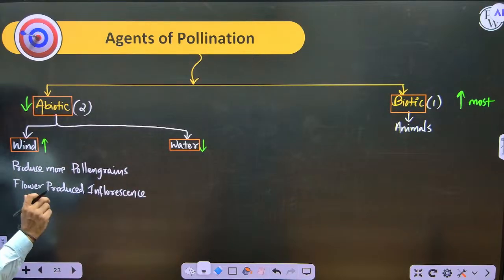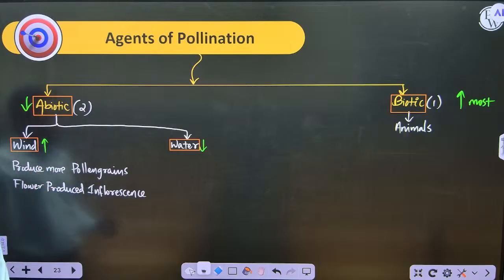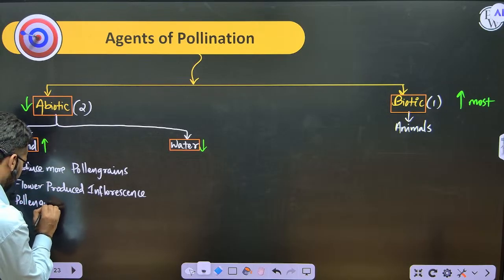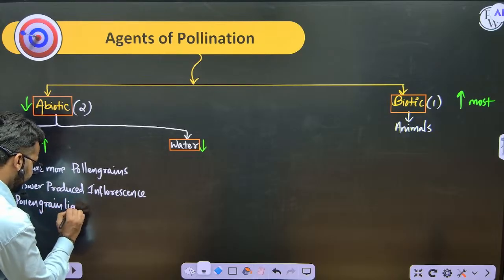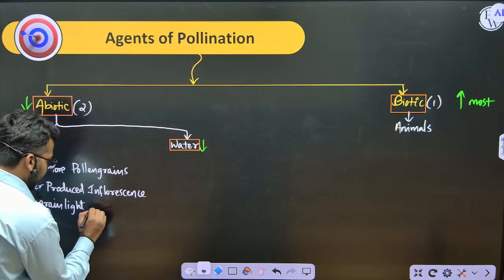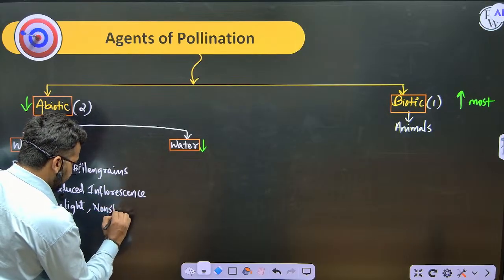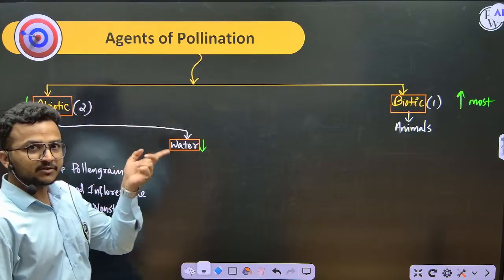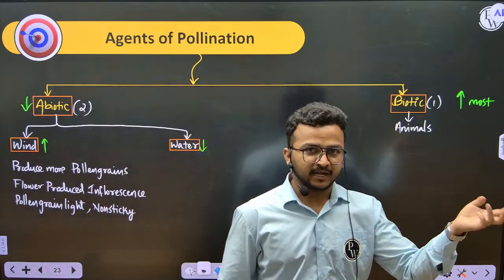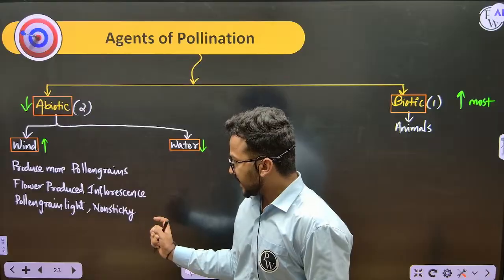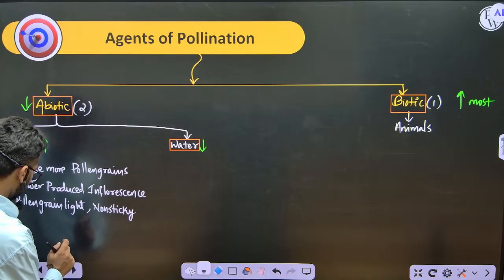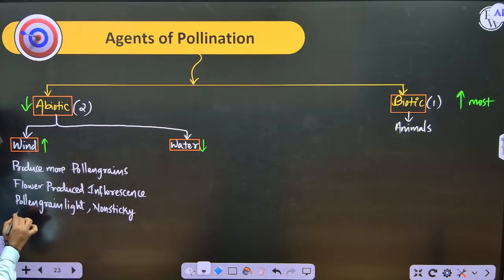And the stigma of a wind pollinated flower will be exposed. Coming to the pollen grain, it is lightweight and non-sticky. If it were sticky, what would happen? Before reaching the female flower, it would attach somewhere else and be lost. So it will be non-sticky in this case. The pollen grain is lightweight and non-sticky.